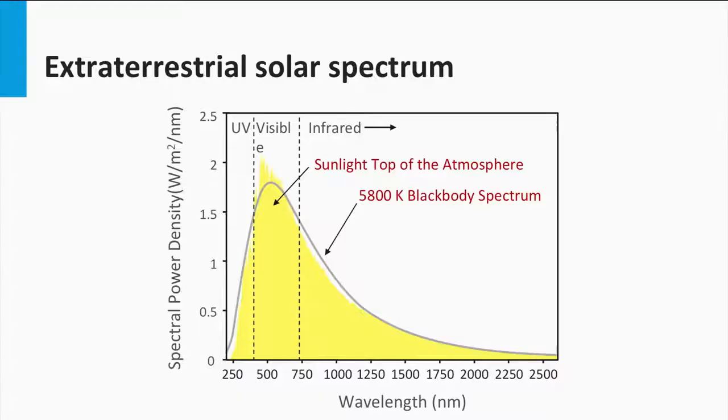square meter. In this figure, the spectral power density of the irradiance arriving at the outer side of the Earth's atmosphere is shown by the yellow region. This spectrum is called the extraterrestrial spectrum. Note that the gray line represents the spectrum of a black body radiator at a temperature of 5,800 kelvins. This demonstrates that Planck's formula gives a reasonable estimate of the solar spectrum as discussed in the previous block.